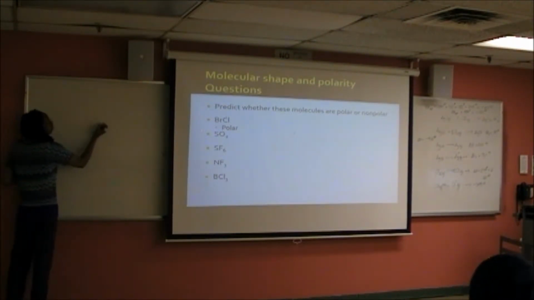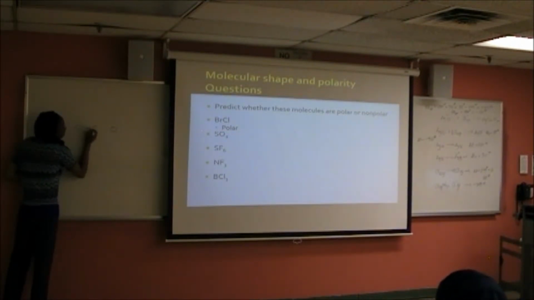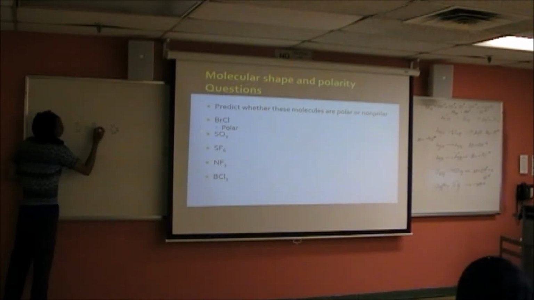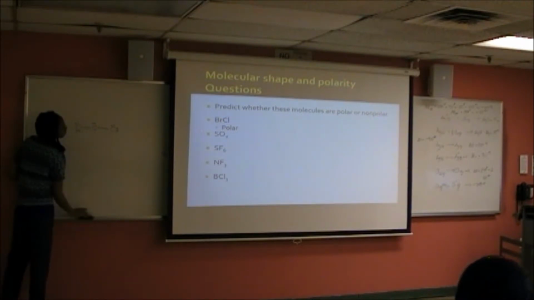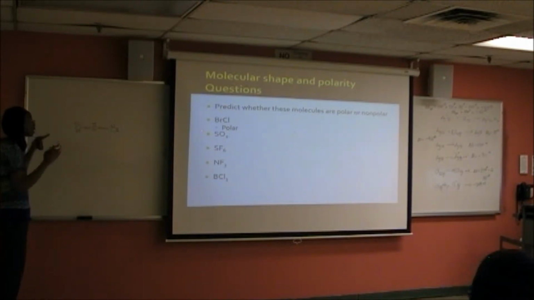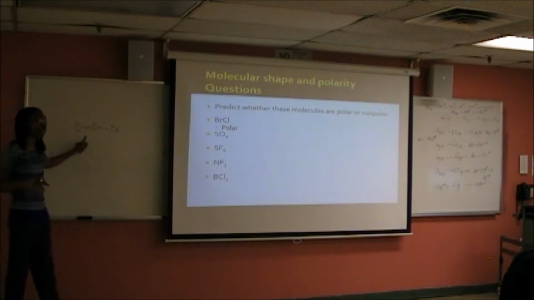Draw out the Lewis structure for me. S in the middle, O's on the outside. Double bonds. Two double bonds, and one lone pair on sulfur. So what family is this in? Trigonal planar.